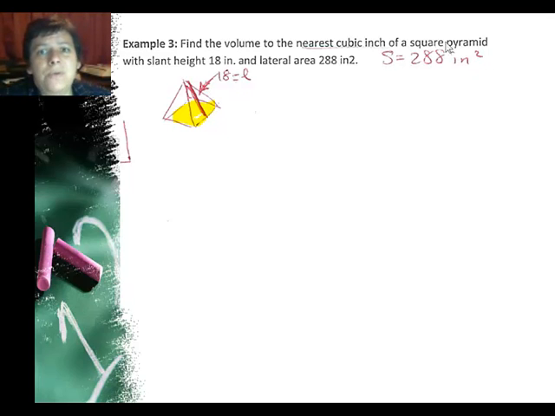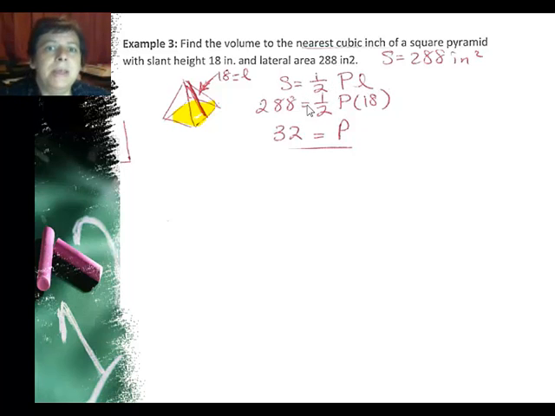Well, I know for lateral surface area, there's actually a formula. S equals 1/2 times perimeter times slant height. I know the lateral surface area is 288. And I leave the 1/2, and I leave the P for perimeter, and I put in 18 for the slant height. 18 times 1/2 is 9, and then when I divide both sides by 9, I get 32 equals the perimeter.